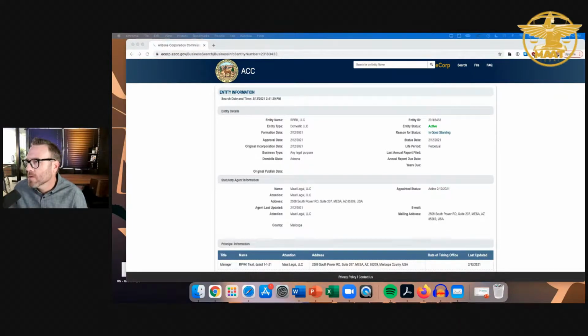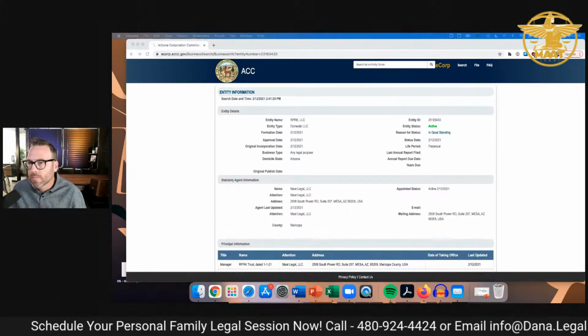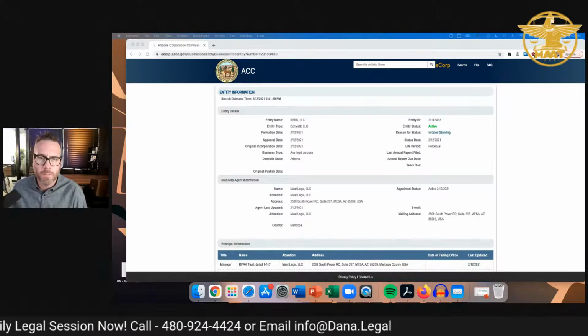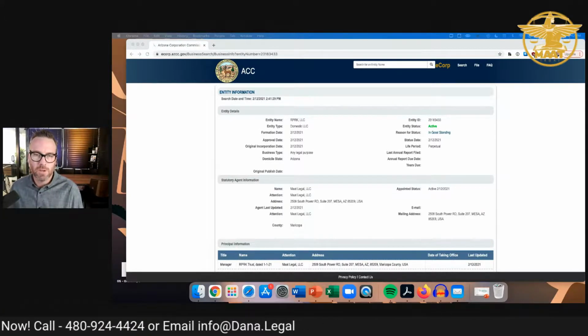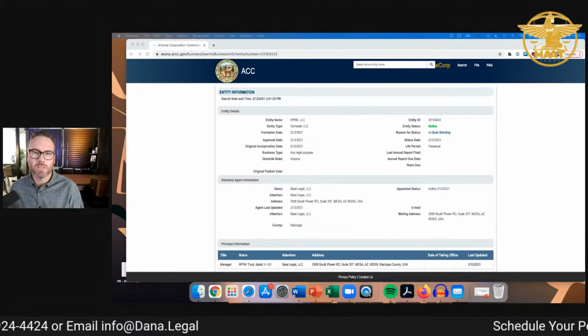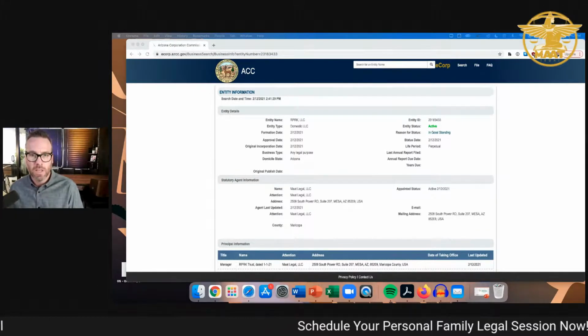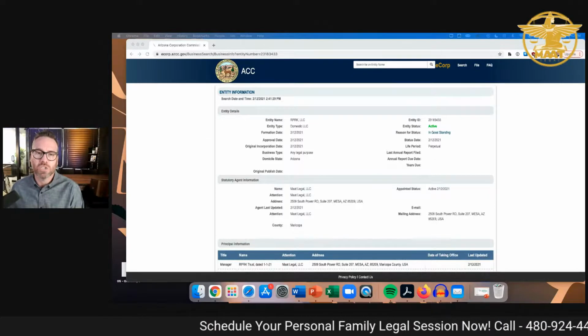Let's see here. Let me add my little, there you go. So I'll add our contact information there at the bottom. If this is something you're interested in, setting up an LLC for yourself and holding assets privately, you can do that with a privacy trust.